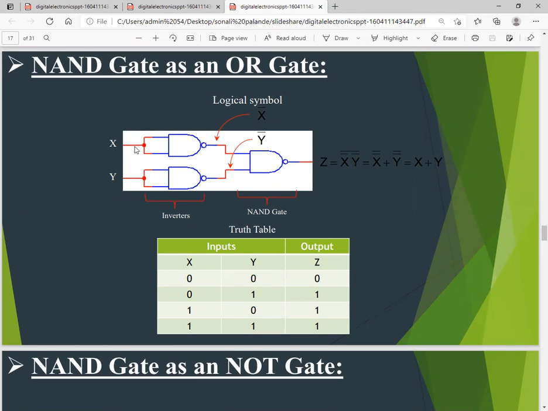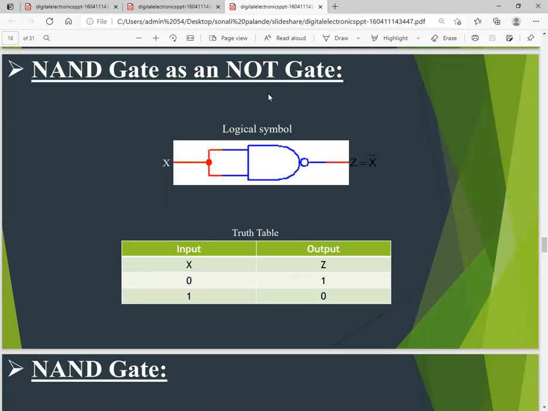If we take x equals 0 and y equals 0, then z equals 0. If x equals 0 and y equals 1, then z equals 1. If x equals 1 and y equals 0, then z equals 1. If x equals 1 and y equals 1, then z equals 1. This is the output of the OR gate. That's why this logical circuit acts as the NAND gate as an OR gate.